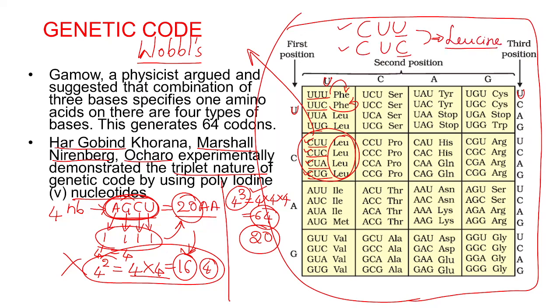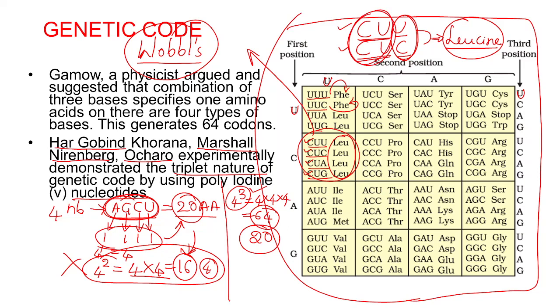They are coding for the same amino acid, that is leucine, because according to Wobble's hypothesis, only the first and second nitrogenous bases present in the genetic code will determine which particular amino acid should be coded. The last nitrogenous base will not be deciding the amino acid that is to be coded. The deciding point is present in the first and second nitrogenous base of the genetic code.